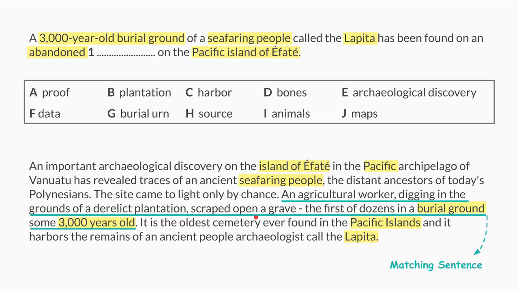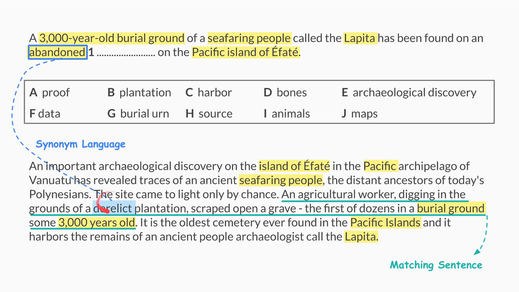And I'm going to read the sentence. Let's read it. An agricultural worker digging in the grounds of a derelict plantation scraped open a grave, the first dozens in a burial ground some 3,000 years old. Alright, now I see some synonym language here. I don't know if you do. Do you see it?